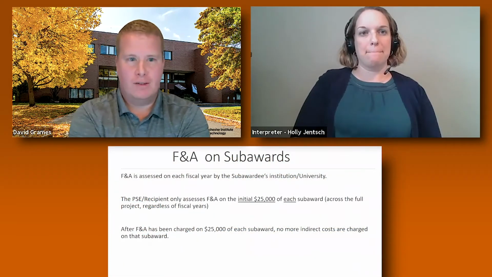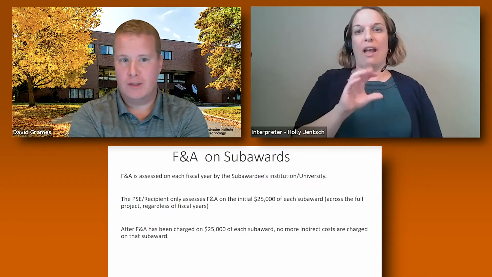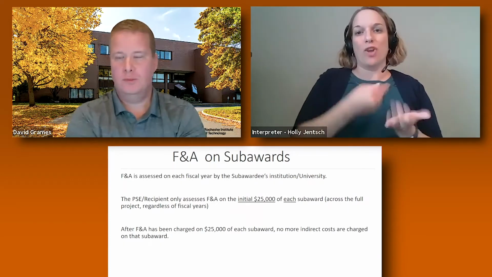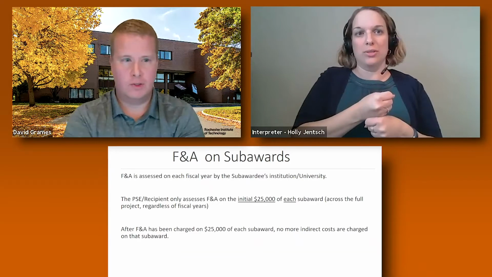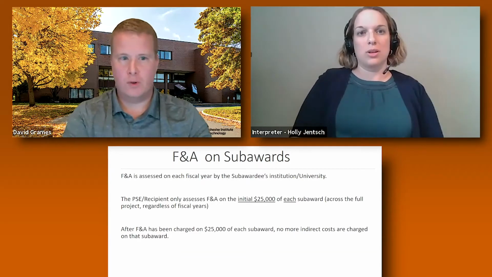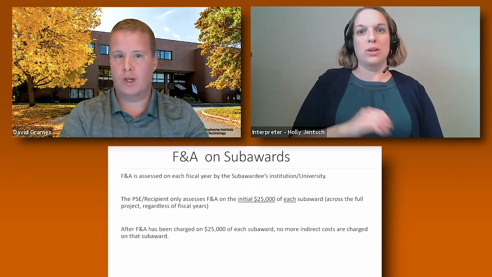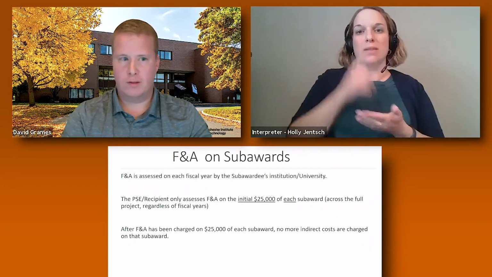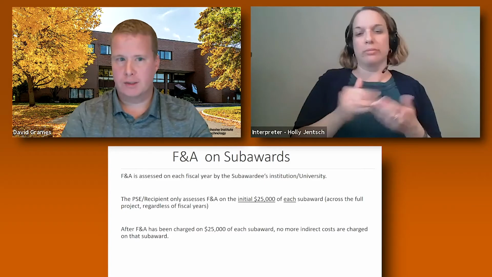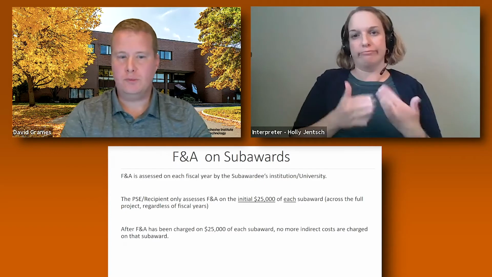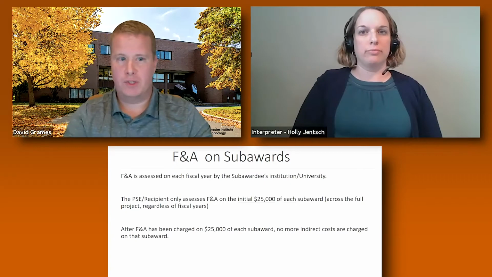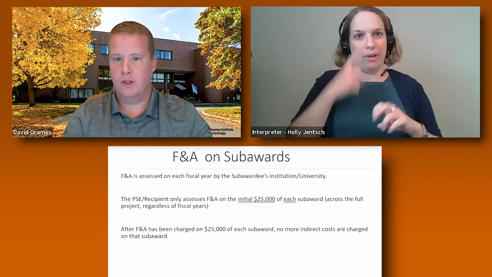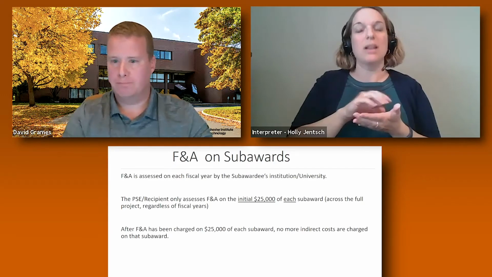Now, F&A is assessed on subawards each fiscal year. The pass-through entity or recipient only assesses F&A on the initial $25,000 of each subaward, regardless of whether it's a 3-year or 4-year project. After F&A has been charged on $25,000 of each subaward, no more indirect costs are charged.